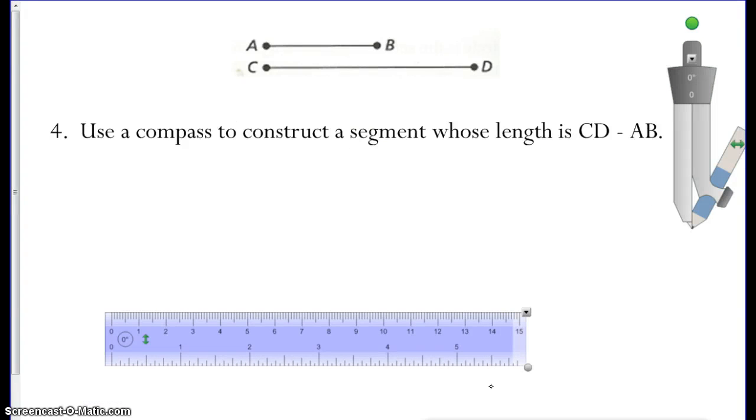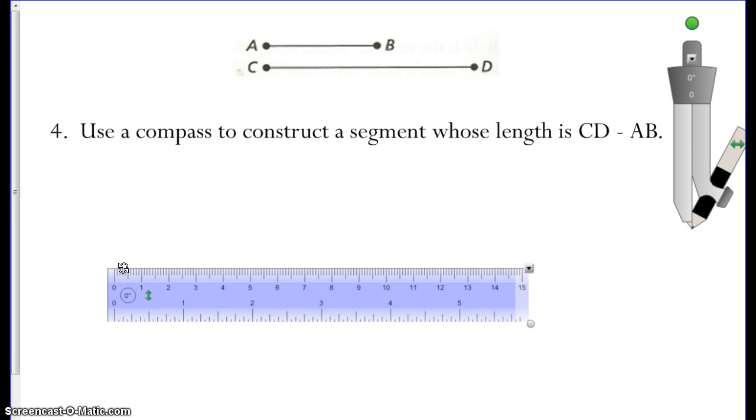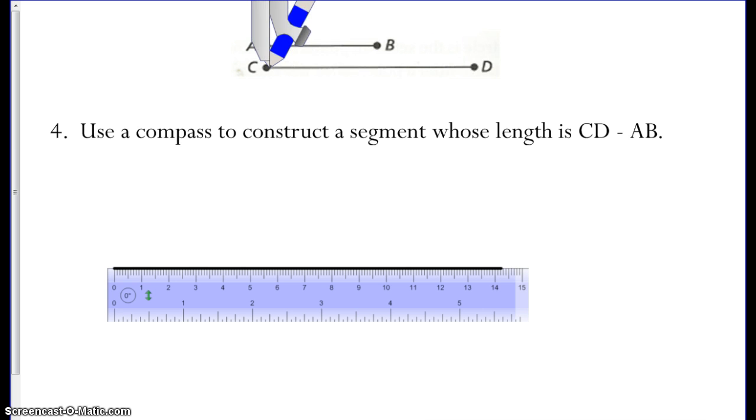Alright, now this one's a little different because it says CD minus AB. So the first thing I want you to do is draw a long line, kind of like what we did in the first problem. Okay? And you're going to measure CD. Notice how it's written in the problem that CD goes first. So let's deal with CD first.